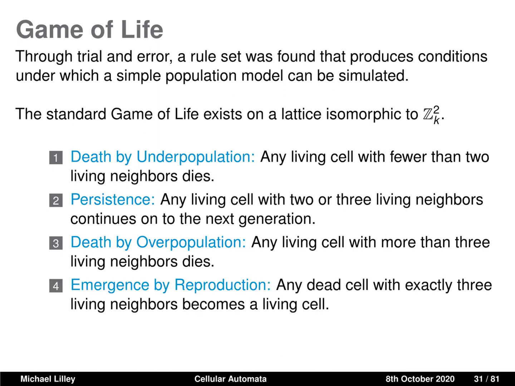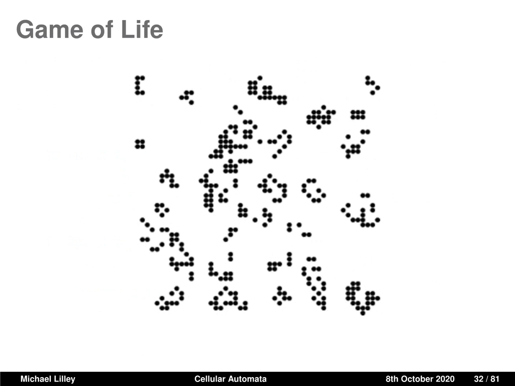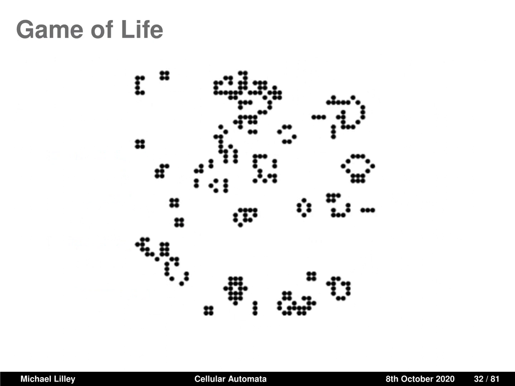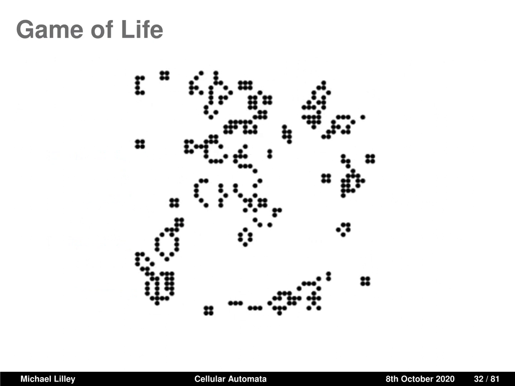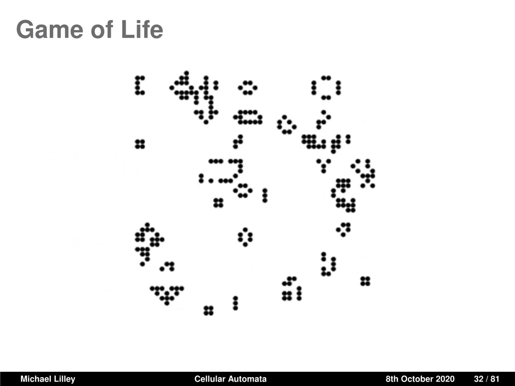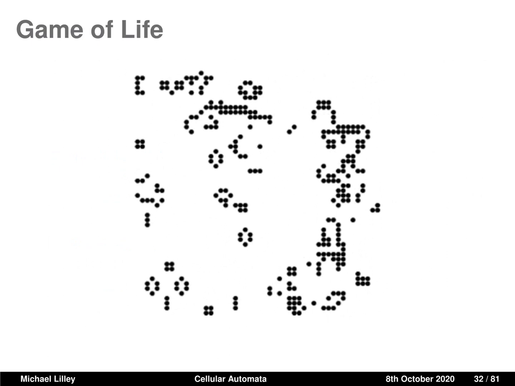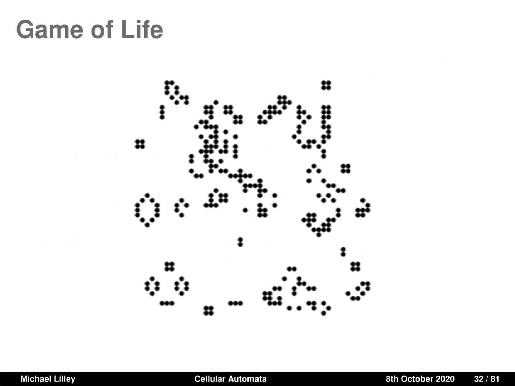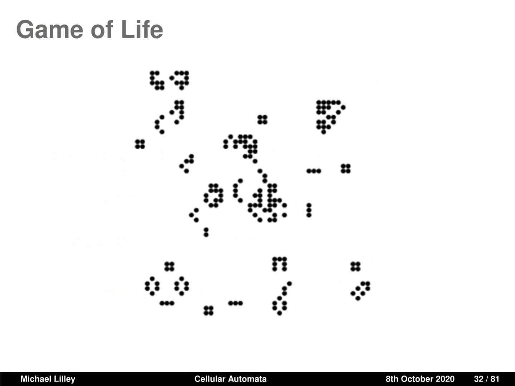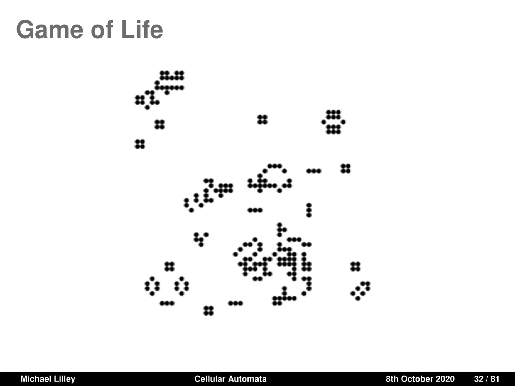The fourth is emergence by reproduction, where any dead cell with exactly 3 living neighbors becomes a living cell. In this example, we have the evolution of a random initial configuration in the game of life. Notice that we have a variety of structures which emerge as time goes on. In the corners, we have clusters of stable cells as well as oscillating groups of cells in a line.